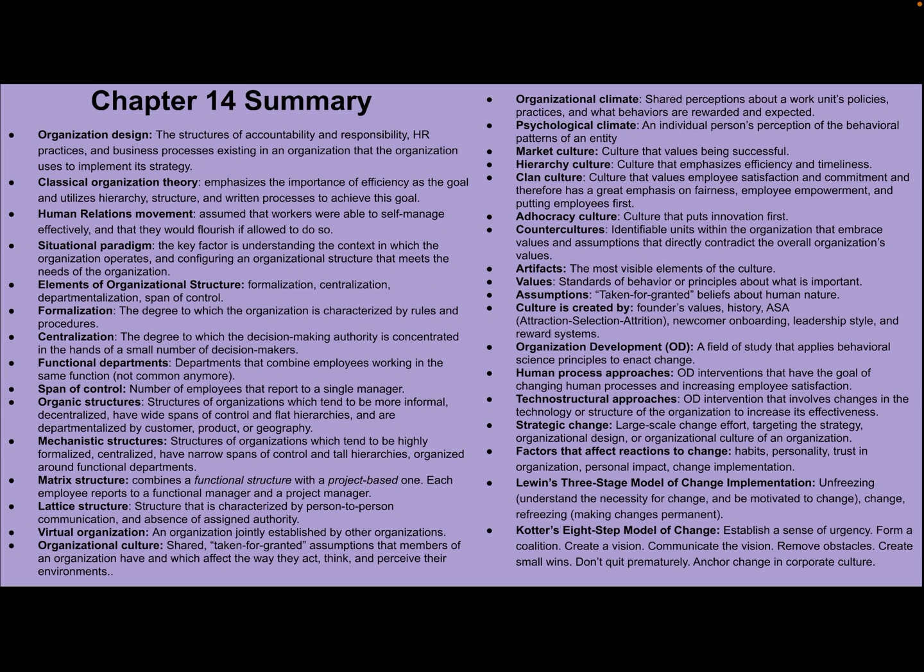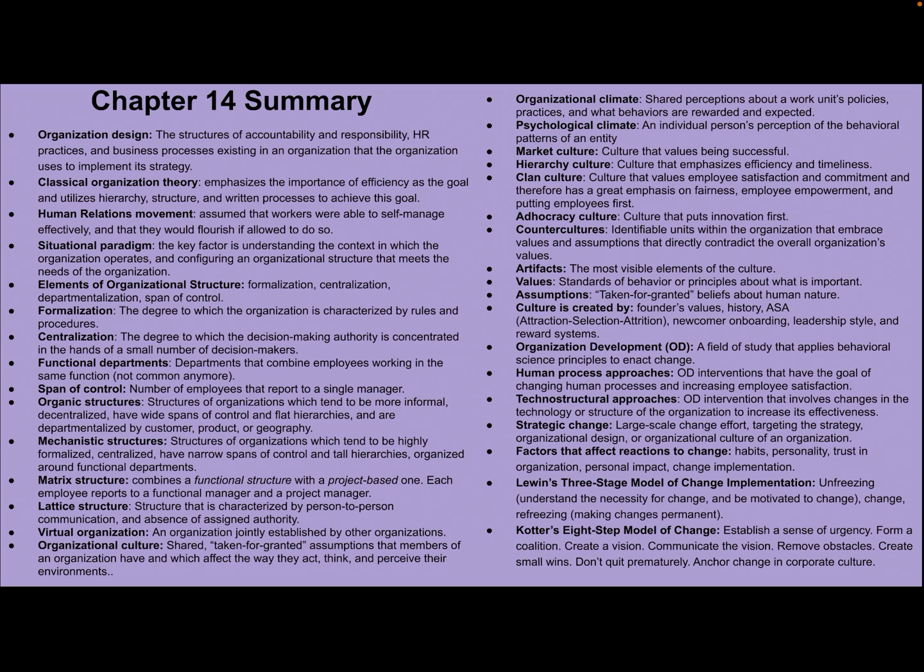Turns out sometimes we need managers to be in charge, sometimes we don't. Depends on the situation. The situational paradigm is the key factor in understanding the context in which the organization operates and configuring an organizational structure that meets the needs of this organization. So again, the situational paradigm is what we use now, and that really just tells us that the structure of an organization depends on the situation. The best structure depends on the situation.